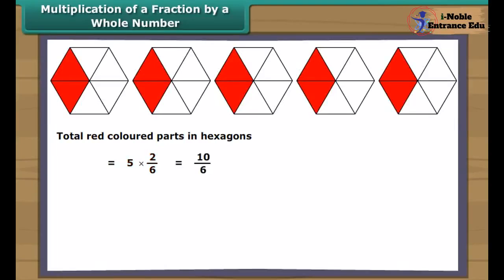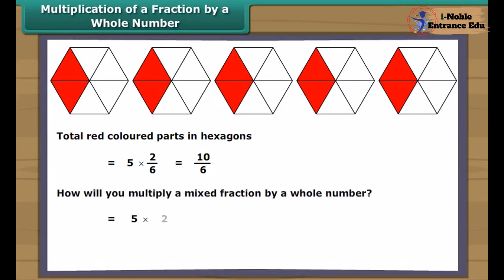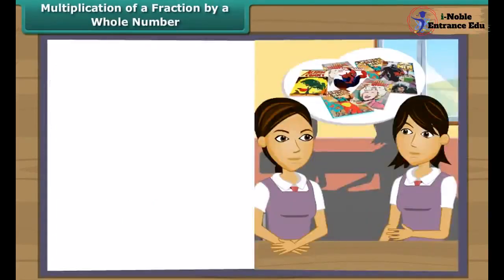Thus, to multiply a whole number with a proper or improper fraction, we multiply the whole number with the numerator of the fractions, keeping the denominator same. But how will you multiply a mixed fraction by a whole number? In such cases, we first convert mixed fraction to an improper fraction and then carry out the multiplication. Multiplication of a fraction by a whole number.